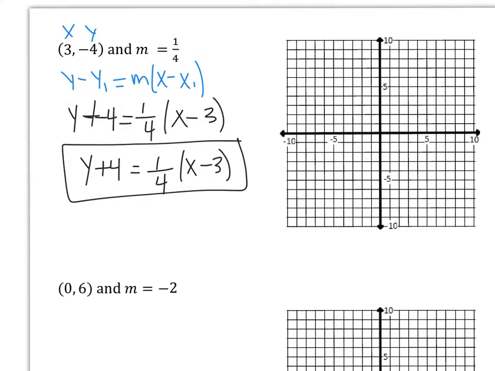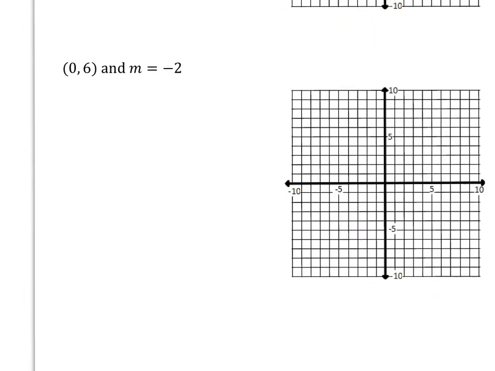Now I'll go ahead and graph that over at the graph on the right, and I'm going to graph the point 3, negative 4. Then I'm going to move according to my slope. Up 1 unit over 4. Or I could reverse that and go down 1 unit to the left 4. Again, down 1 unit to the left 4. And I should get a straight line if I graph that correctly, which I did. All right, let's continue on to the next example.